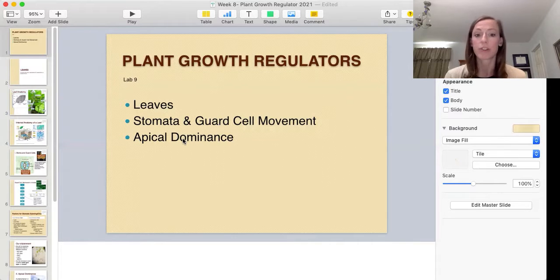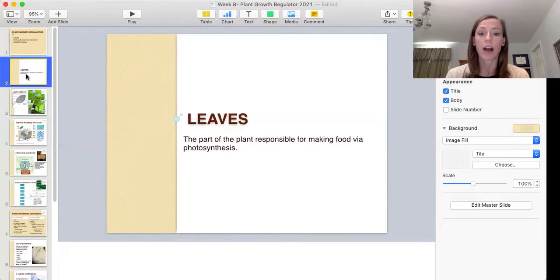Apical dominance refers to the fact that the main stem of a plant has a dominant or preferential growth to its lateral branches. Okay, so we're going to look at those concepts today. But we need a little bit of background on leaves first, just so you know what they look like and under the microscope what you should expect to see when we take a closer look at a leaf.